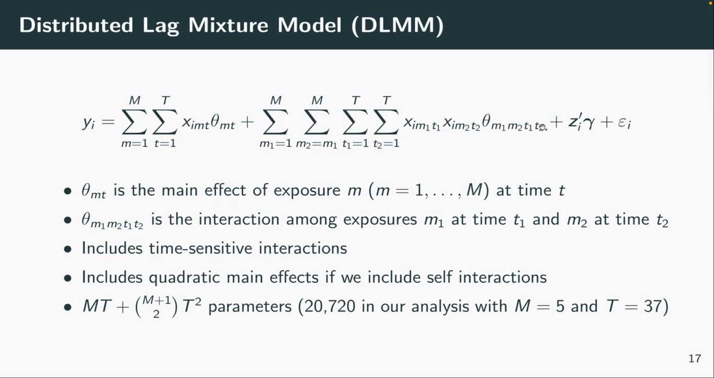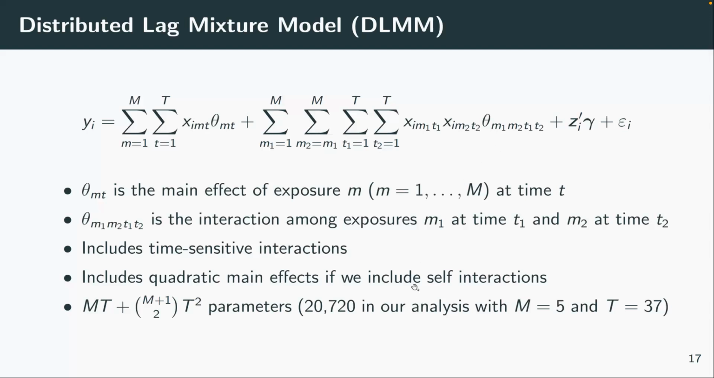So we're really estimating this full interaction surface. For each pair of chemicals, we have a capital T times capital T surface of parameters we're estimating. So this includes time-sensitive interactions. We can do self-interactions to get that quadratic main effect, or two-hit hypothesis.